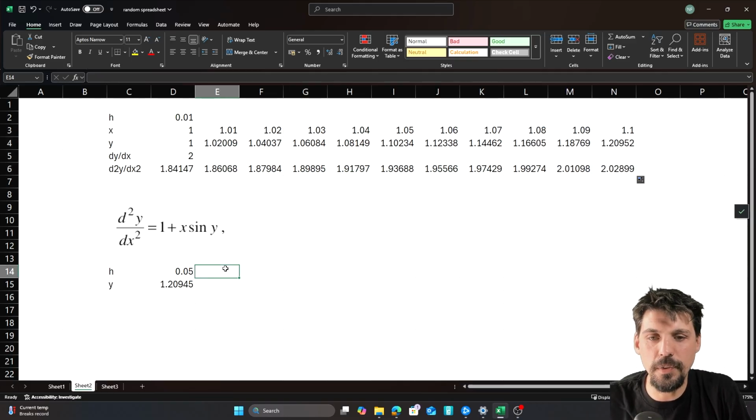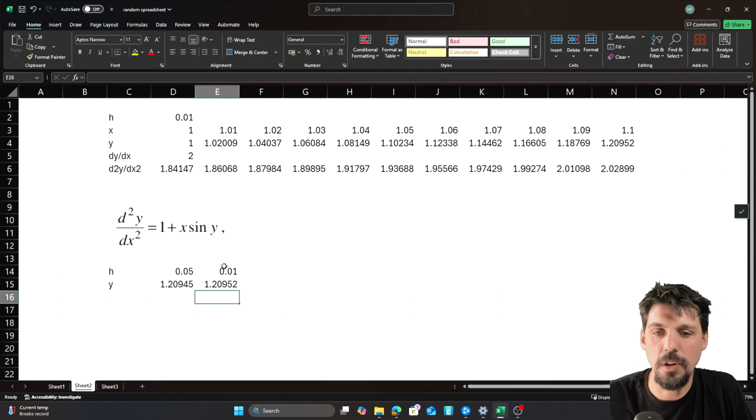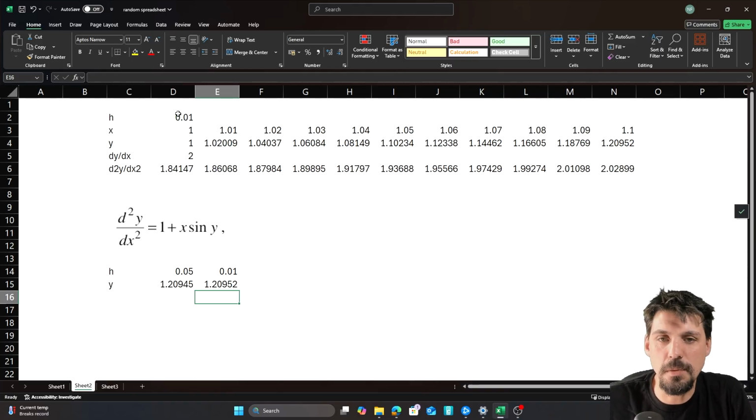And what do we get? If I have an h of 0.01, what y value do I arrive at? 1.20952. And this is the trick that we need to realize, that obviously 0.05 is a reasonably big step size, but even then, even if I make it that much smaller, I don't get that much more accuracy.